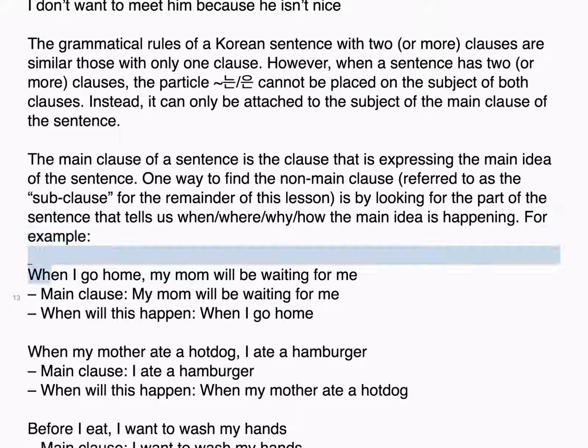For example, when I go home, my mom will be waiting for me. Main clause, my mom will be waiting for me. When will this happen? When I go home. When my mother ate a hot dog, I ate a hamburger. Main clause, I ate a hamburger. When will this happen? When my mother ate a hot dog.